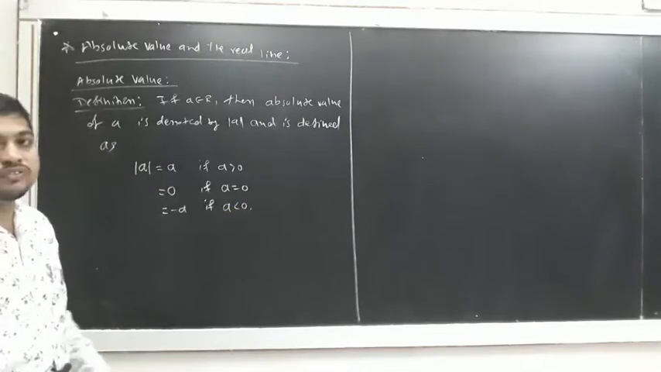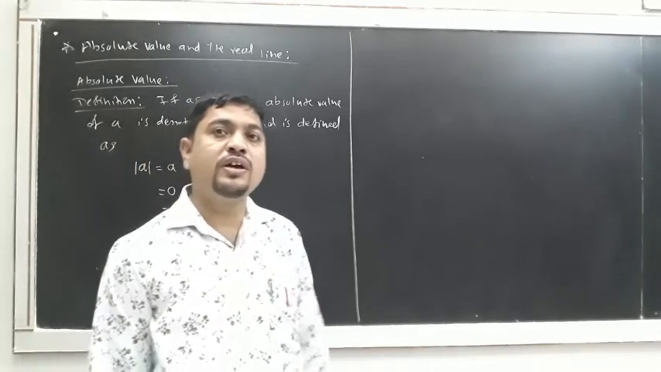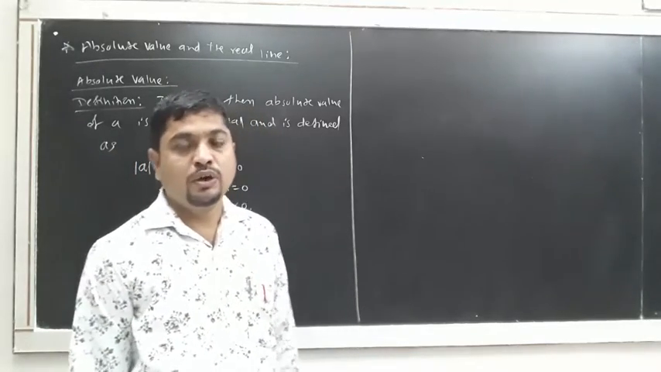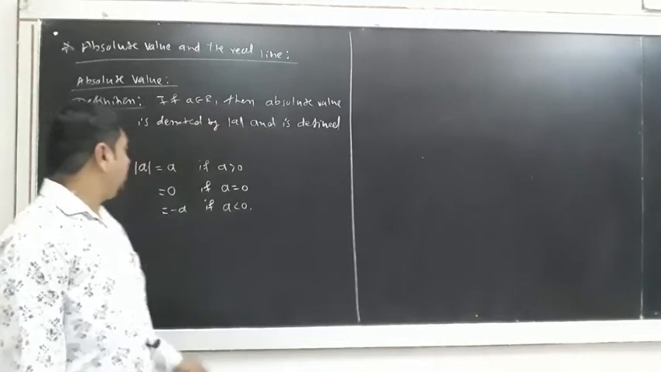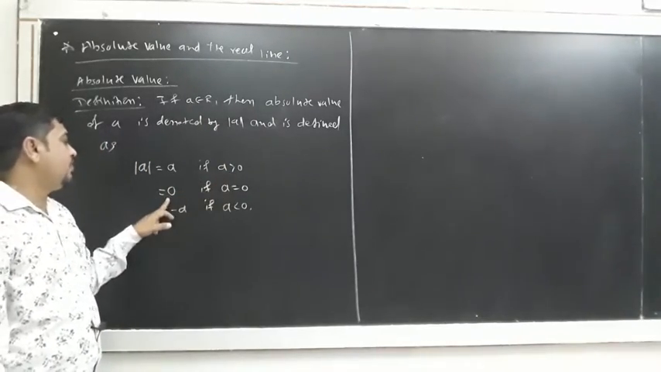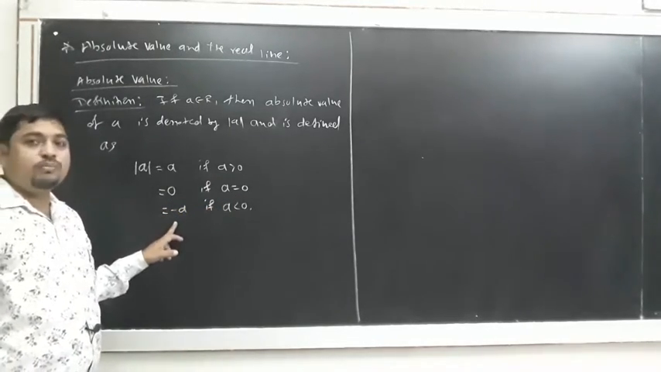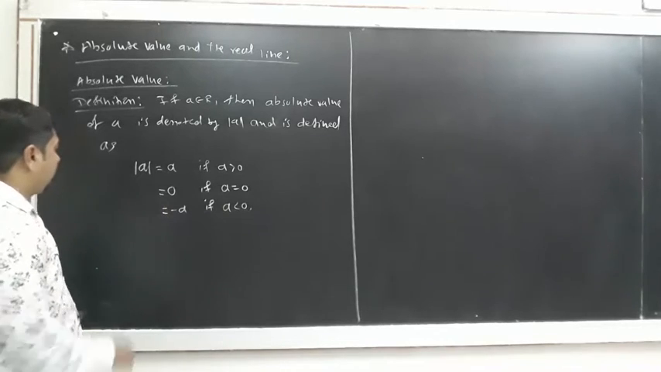Absolute value is just a new name for you, but already you know the mod function. Mod of a is equal to a if a is positive, it is equal to 0 if a is 0, and it is equal to minus a if a is less than 0.